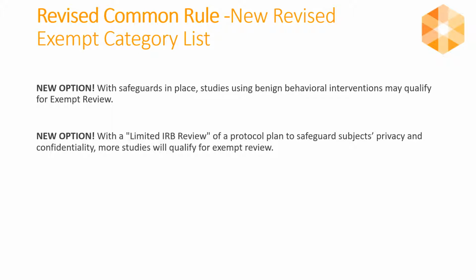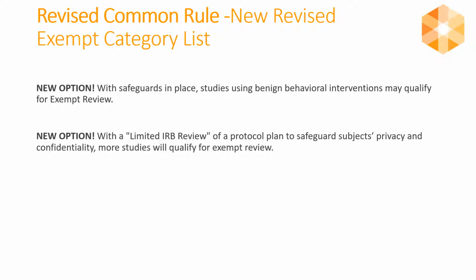And then we have an exemption related to storage and maintenance of secondary research collected under broad consent. So this covers storage or maintenance of identifiable private information or identifiable biospecimens for secondary research. And then lastly, the secondary research for which broad consent is required.